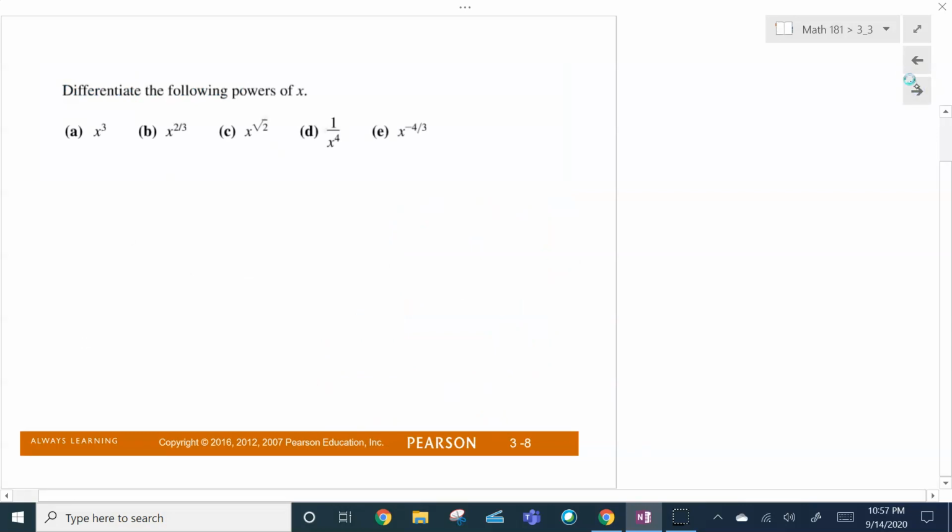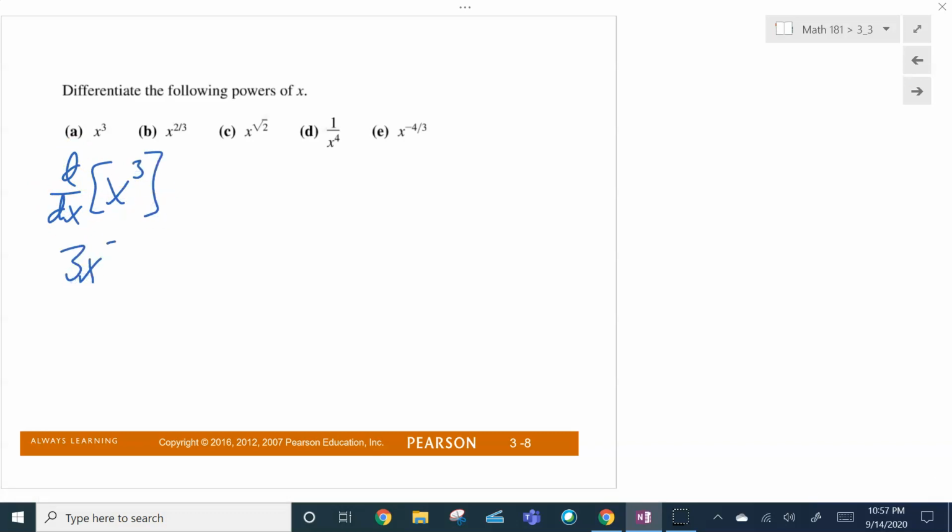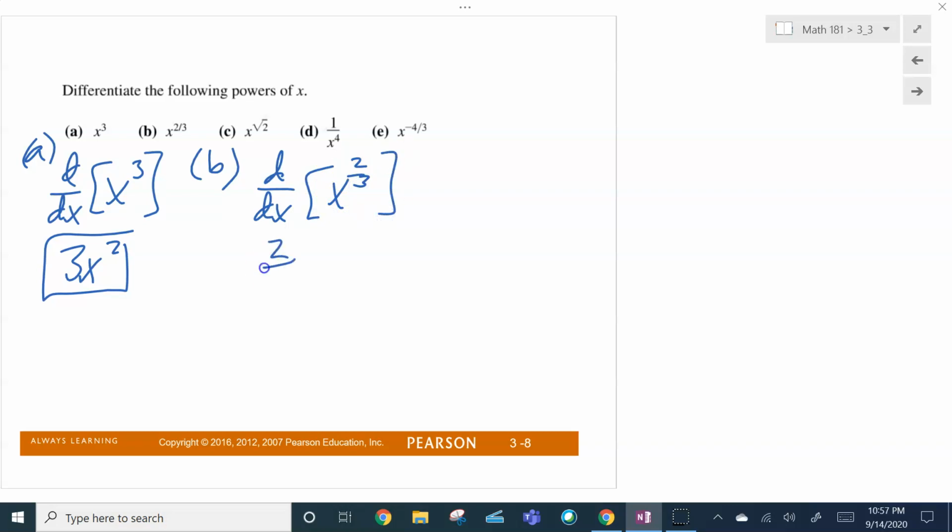There's some more. The derivative of x cubed: 3x to the 3 minus 1, 3x squared. That's a. B: the derivative with respect to x of x to the 2/3. Again, using the rule, 2/3 x to the 2/3 minus 1. In other words, minus 3/3. So we have 2/3 x to the negative 1/3.